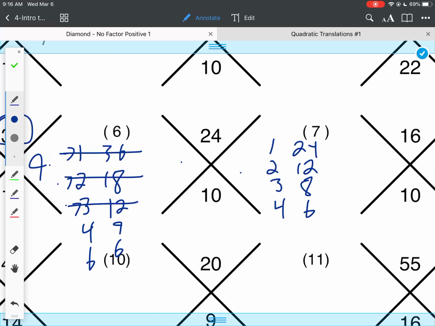So now I look at what I have. 1 plus 24 is not 10, so that doesn't work. 2 plus 12 is not 10. 3 plus 8 is not 10. 4 plus 6 is 10, so 4 and 6 are my answers.